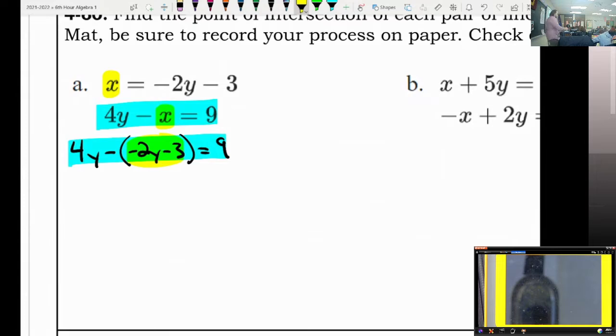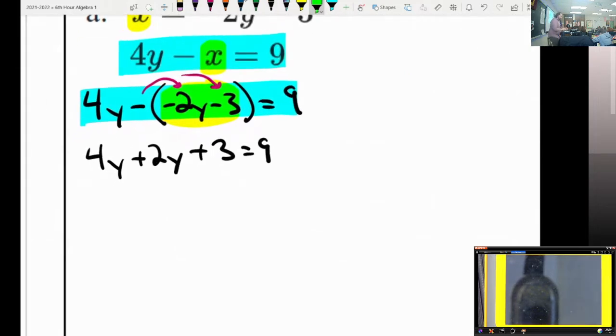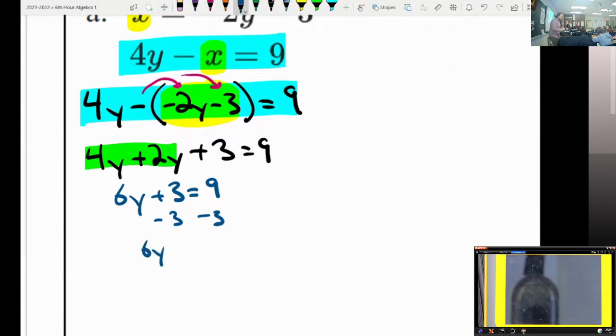There's still a lot of things to think about here. We got to distribute that subtraction. And that's going to change both of the negatives inside of that parentheses into pluses. It'll be 4y plus 2y plus 3 equals 9. From here, it's pretty straightforward. You combine your like terms, you get 6y plus 3 equals 9. Subtract the 3 on both sides, and you get 6y equals 6. And if you divide by 6, you get the simple answer of y equals 1.